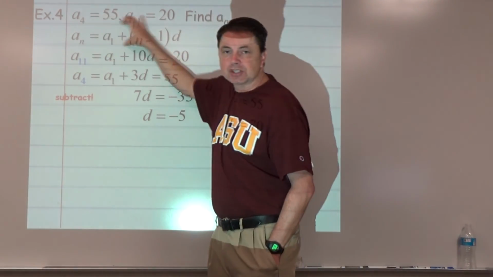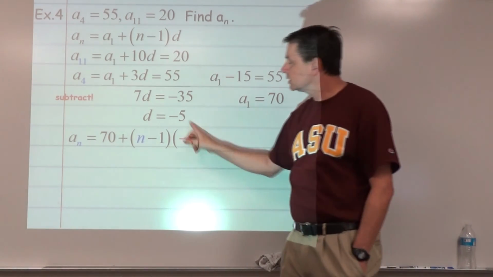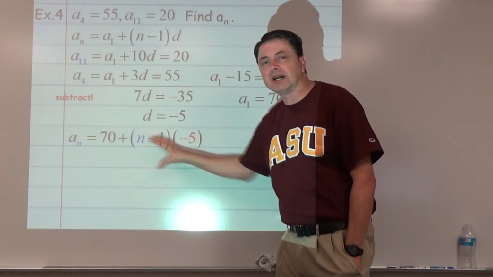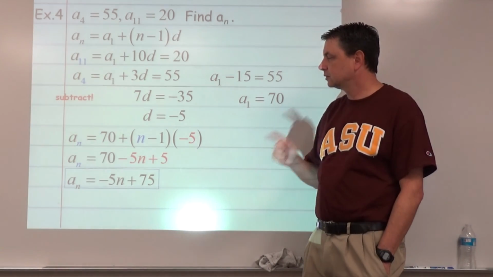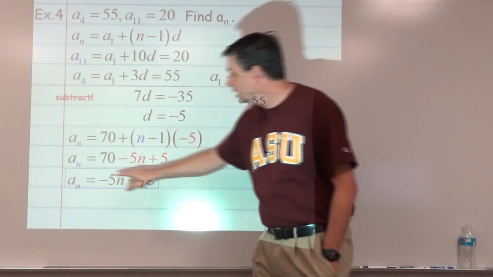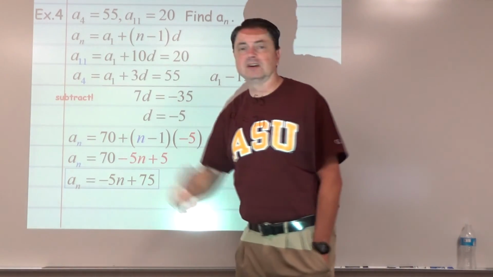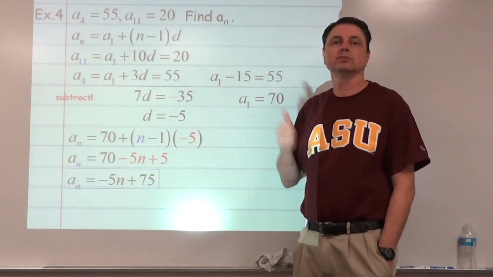Back into the original. Distribute. Combine like terms. a sub n equals negative 5n plus 75. If you want to check, plug in a 4. Do you get 55? Plug in an 11. Do you get 20? And that's going to check for you.